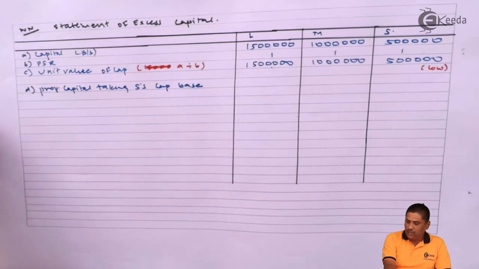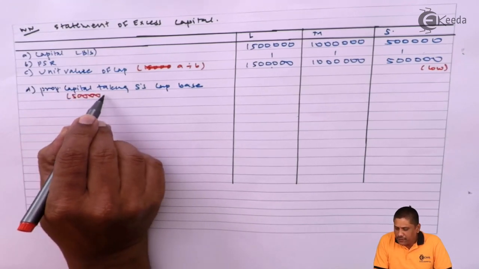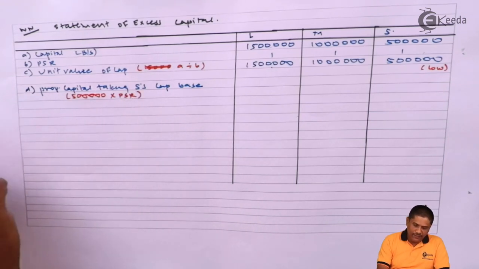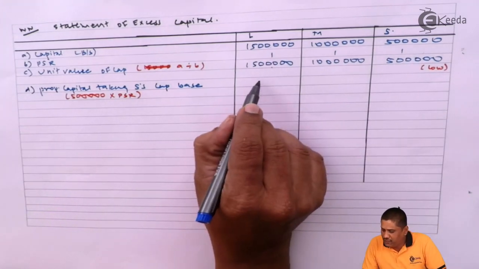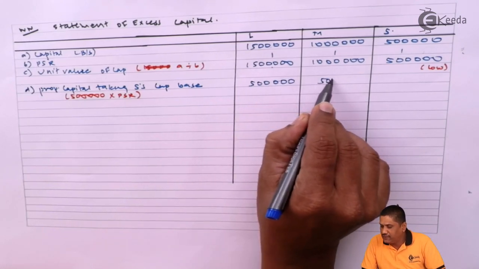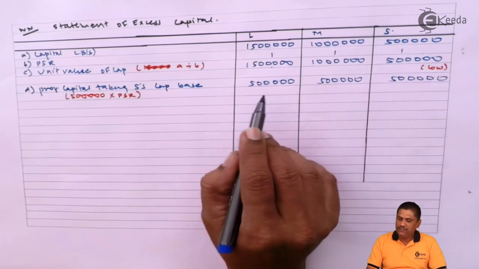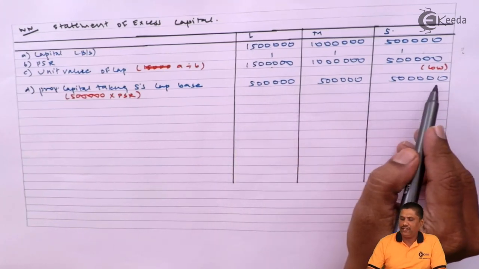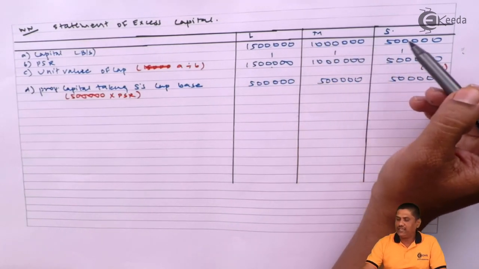Now tell me, S's capital is how much? 5 lakhs for 1 unit. So considering 5 lakhs for 1 unit, if I multiply with PSR, I will get the proportionate capital of each partner. That means if S is investing 5 lakh for 1 unit, how much should L invest for 1 unit? He should also have invested 5 lakh, that is 5 lakhs into 1. S is the base, so his capital will be 5 lakhs only. That means considering S as a base, their capital in PSR should be 5 lakh, 5 lakh and 5 lakh. But what is their actual capital, which is written in the first line? 15 lakhs, 10 lakhs, 5 lakhs.